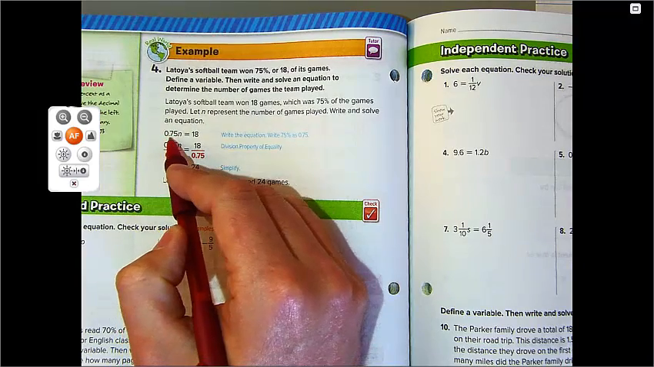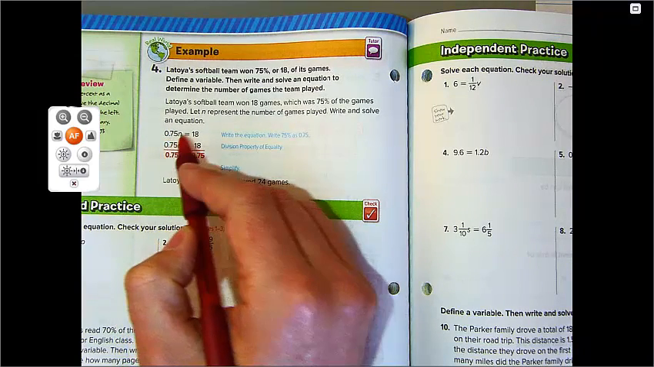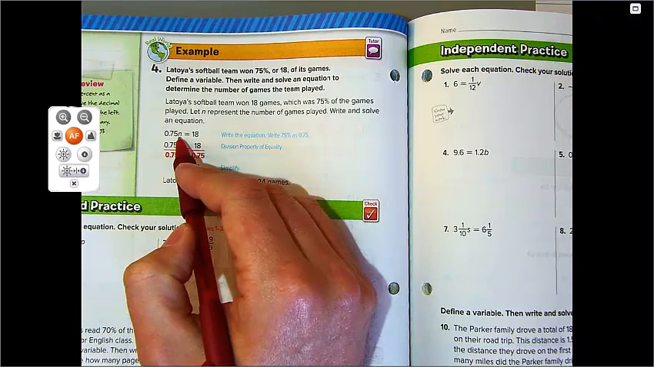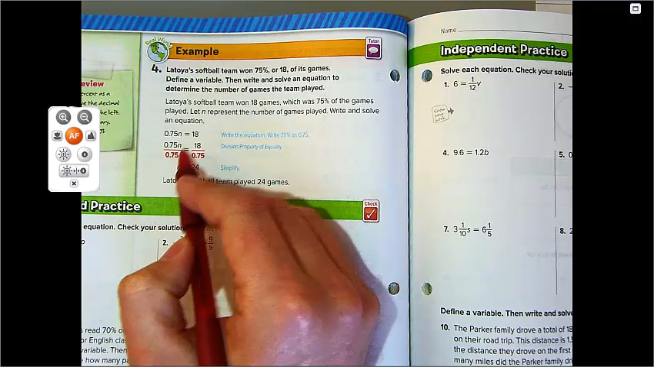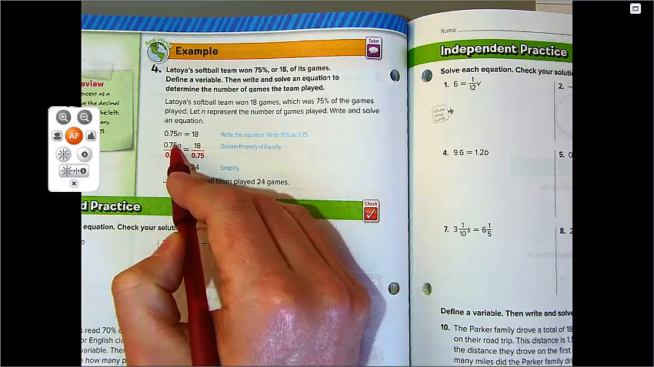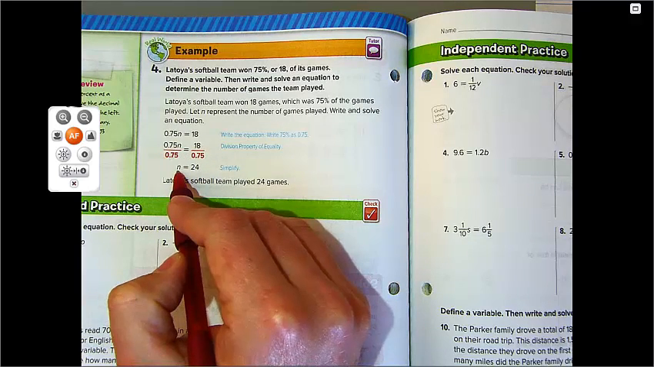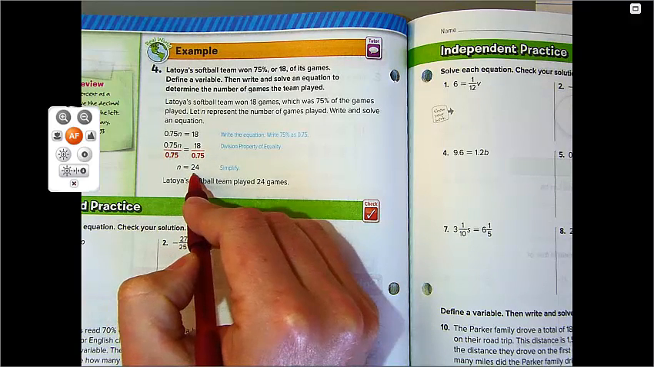So 0.75 represents 75%, times n, the total number of games, will equal 18. So, same thing as before, you divide by the decimal. We find out n equals 24, meaning the total number of games was 24.